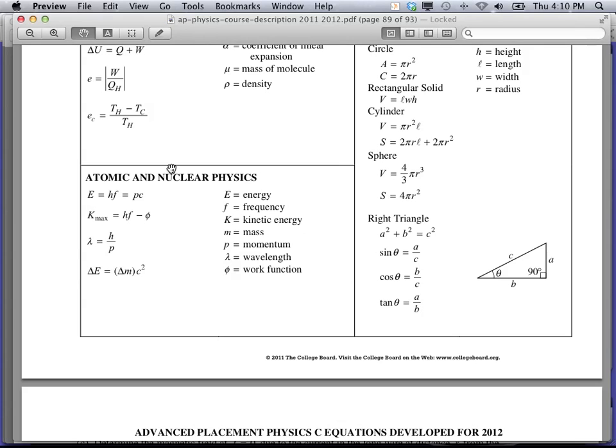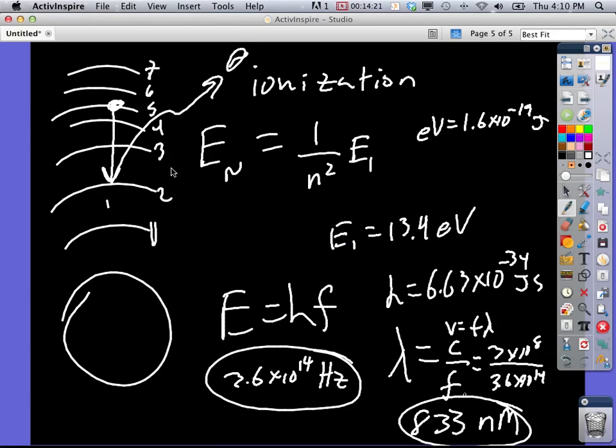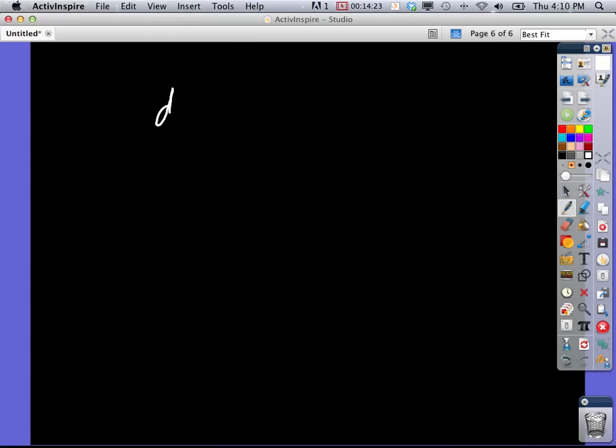Okay, so that's the equations. Hopefully you have a grip on what those things do. Let me write down how you spell de Broglie for the de Broglie wavelength.